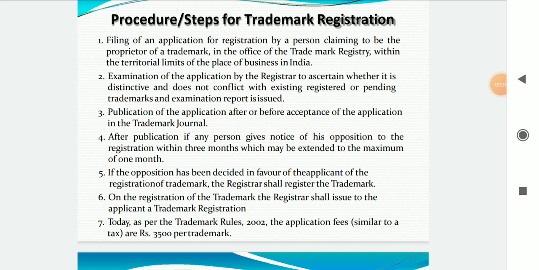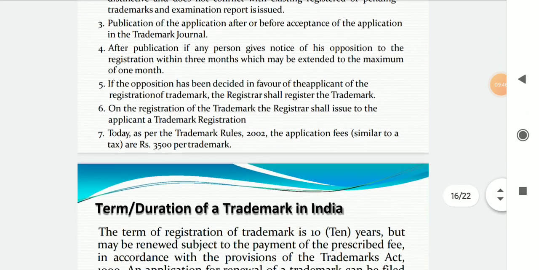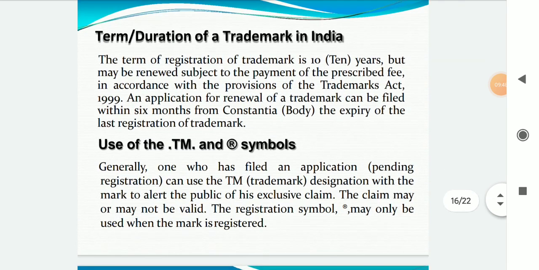And today, as per trademark rules, the application fee is rupees 3,500 per trademark. Terms and duration of the trademark: the term of registration of a trademark is 10 years, but may be renewed subject to payment of the prescribed fee according to the Trademark Act 1999.